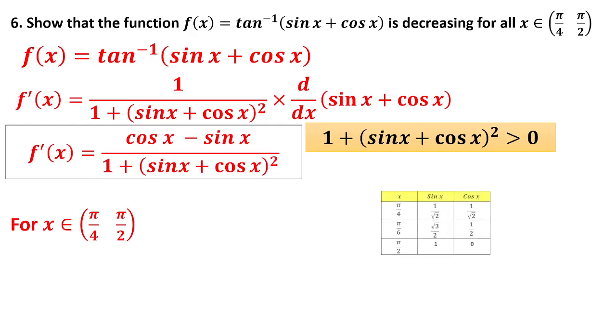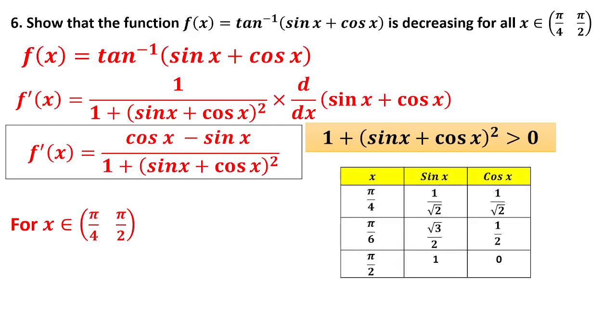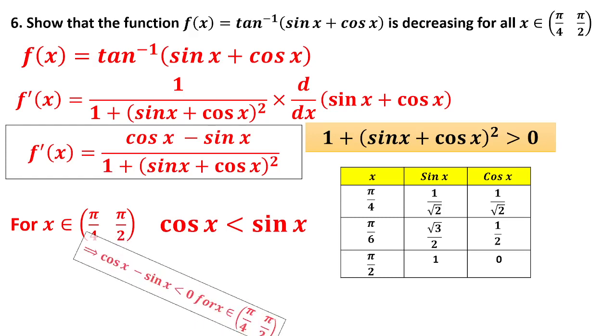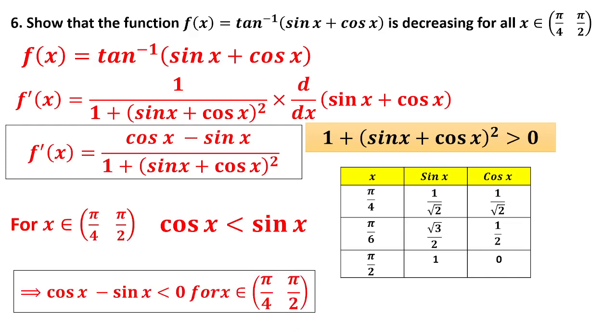For that, let us recollect the table. For x from pi by 4 to pi by 2, what is the value of sin and cos? You are checking out there. Sin is 1 by root 2 and cos x is 1 by root 2. For pi by 3, root 3 by 2 and 1 by 2. For pi by 2, it is 1 and 0. But it is very clear that cos x is always less than sin x from pi by 4 to pi by 2. Cos x is less than sin x. For example, for pi by 3, sin is root 3 by 2, but cos is 1 by 2. Therefore, cos x minus sin x is less than 0 in the interval pi by 4 to pi by 2.